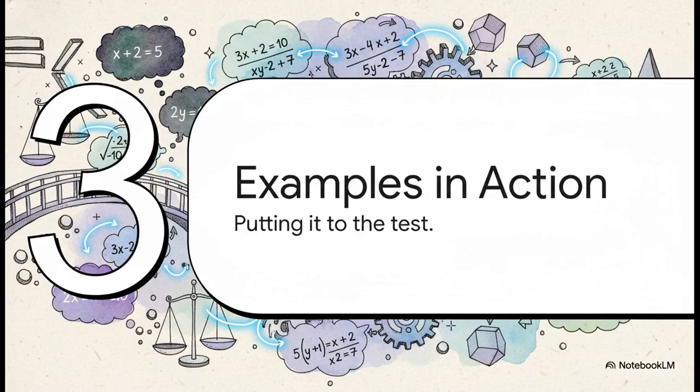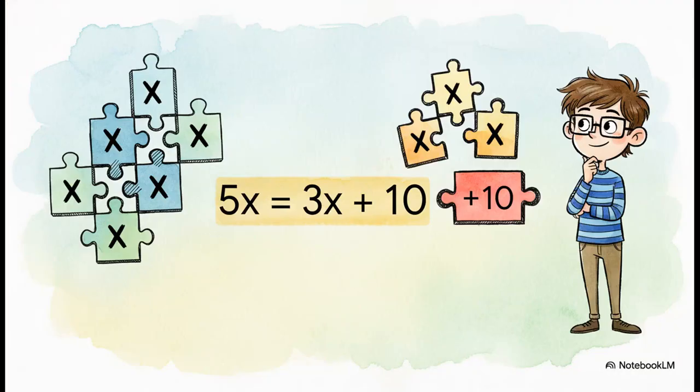All right, enough talk. Theory is great, but let's actually see this rule work its magic. We're going to walk through a few examples from basic to a little more advanced to really make sure this concept sticks. Let's start with the problem we've been looking at. 5x equals 3x plus 10. We know our goal. Get those x terms together.